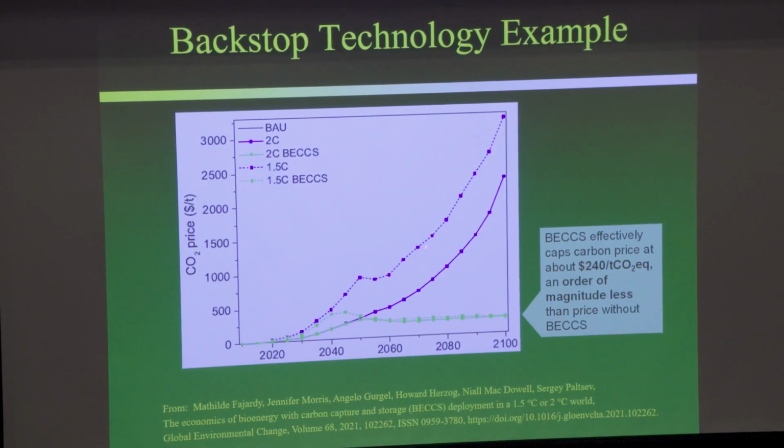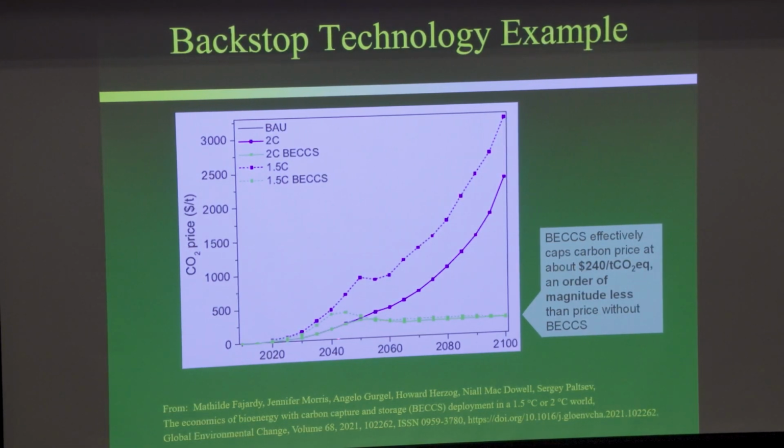So of course it's more expensive to meet the more stringent 1.5 degrees C versus the 2 degrees C. But when we have BECCS available, instead of the carbon price going way up like this, it tapers off here. And this behavior they call a backstop technology. It's when you have a technology that gives you, at a certain carbon price, pretty much infinite mitigation potential.